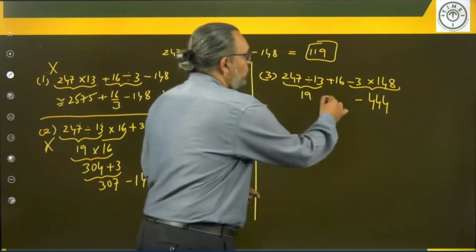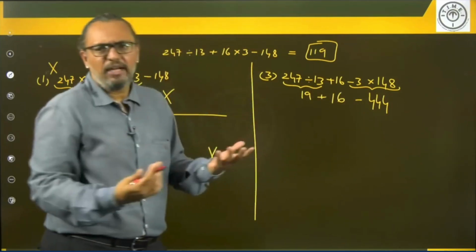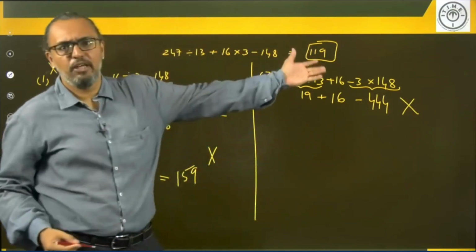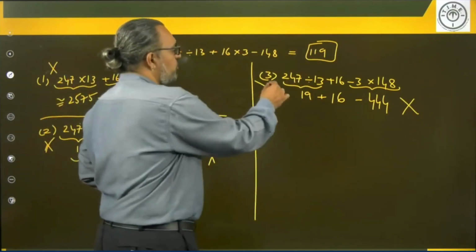Correct? And here you only have plus 16. Do I need to go further? You don't have to, because you will never get a positive value. You will get a negative value. So this also is ruled out.